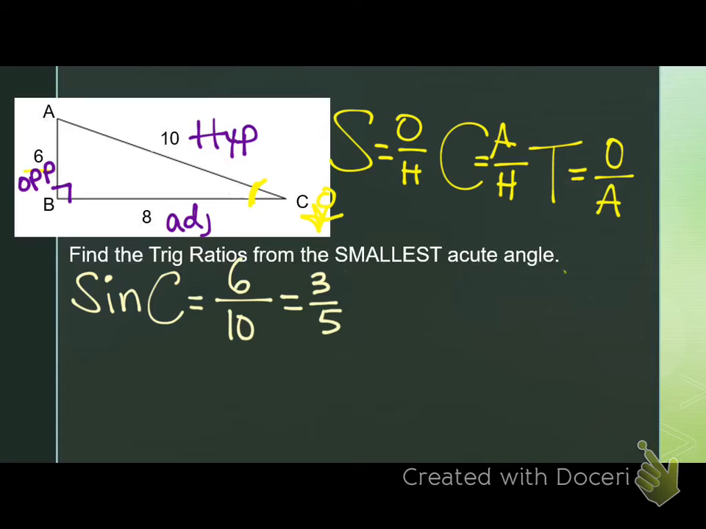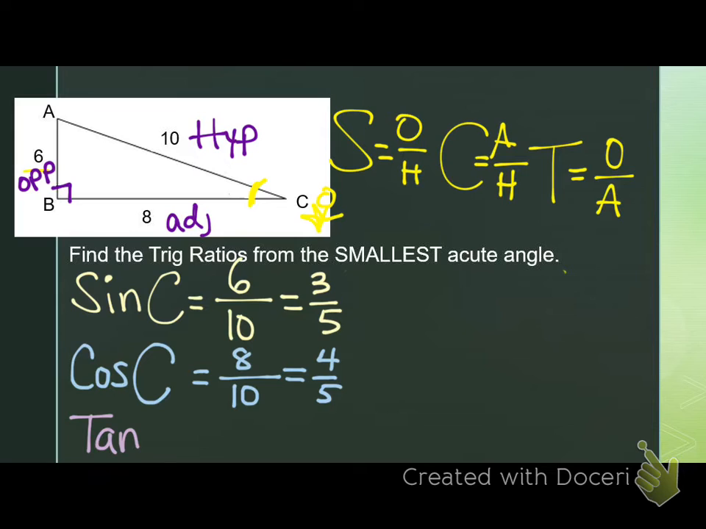So when it says find the trig ratios, how many trig ratios were there? Three of them. So we got to move on to cosine. Cosine, again, from what angle? Same angle, so it's going to be C. Okay, remember, you can't leave it blank. Cosine from angle C. How do you spell CAH? C-A-H. So the adjacent goes first. What is the adjacent? 8, and then the hypotenuse? 10. This reduces to 4/5.